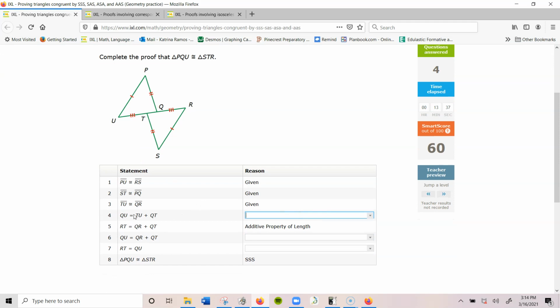Now here, anytime that you have a side where it's being added, see how these are all side lengths? That's the additive property of length. So you don't really have to think much about it.